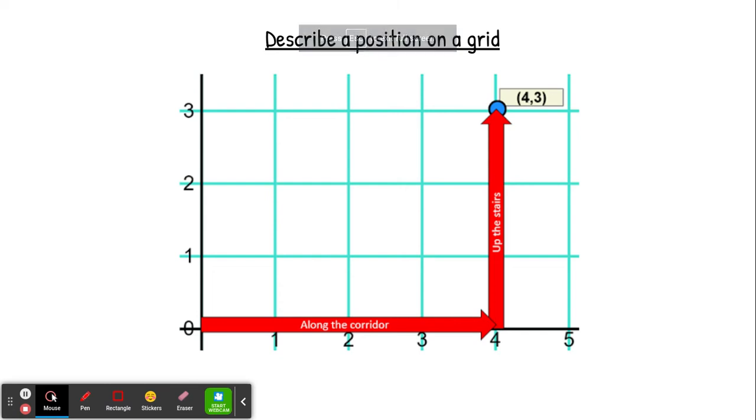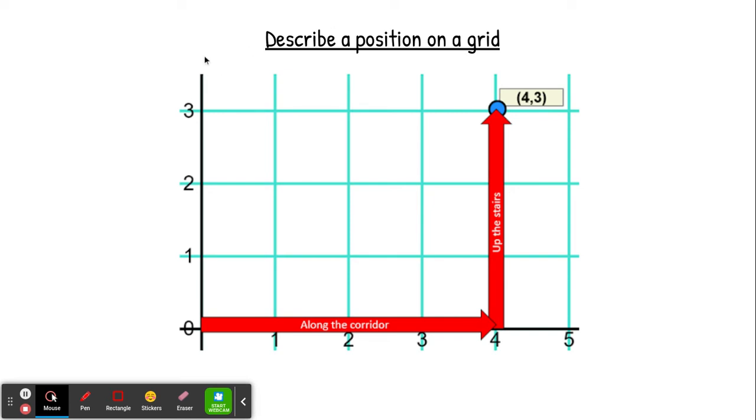On today's lesson, we're going to be describing a position on a grid. So if you have a look on this grid, you'll see this blue dot. Our job is to describe where the blue dot is on the grid. Now, a few things are going to help us with this, a few things to know.